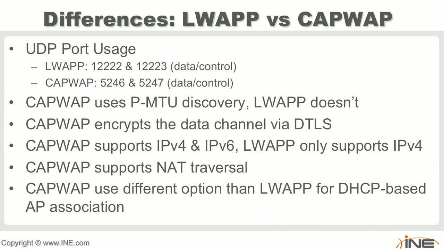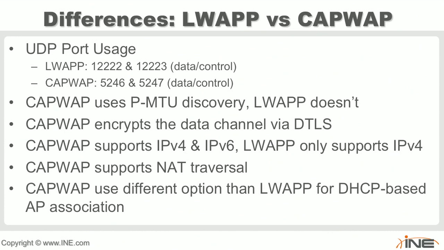CAPWAP enables PMTU discovery, which is path MTU, or maximum transmission unit. Basically, discovering along the way, through ICMP messages, the maximum transmission unit that can be sent. Because if for some reason we have fragmentation, we know that slows everything down.